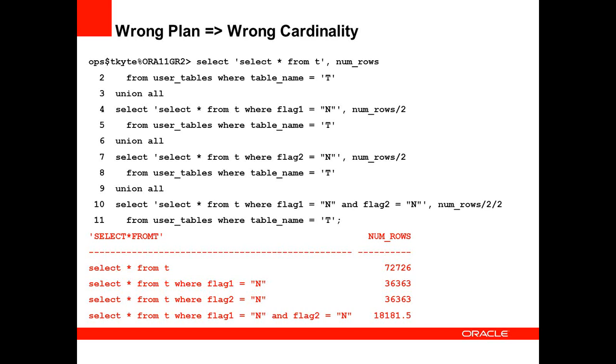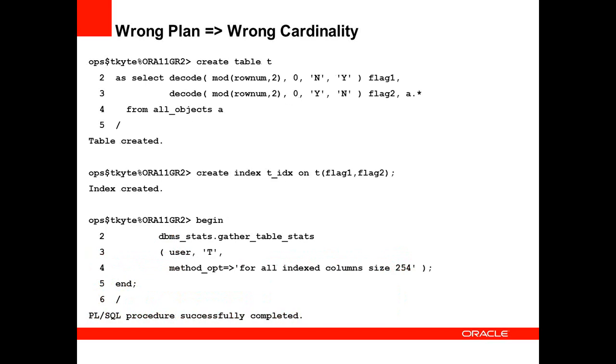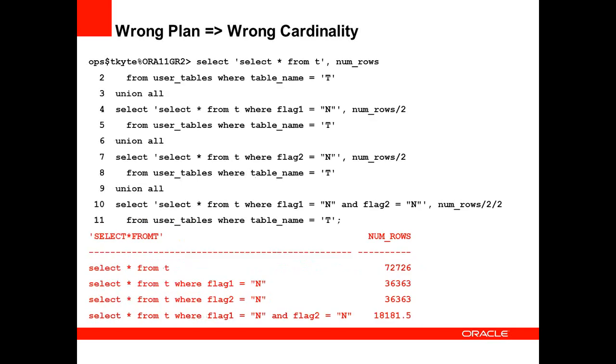cardinality pretty much accurately. If we were to ask it, select star from T where flag 1 equals N, it would be able to come up with a good estimated cardinality for that, because in the previous slide, when I gathered statistics, I asked it to gather histograms explicitly on those index columns. So right now, the optimizer knows that flag 1 only has two values, N and Y, and that half of them are N and half of them are Y.